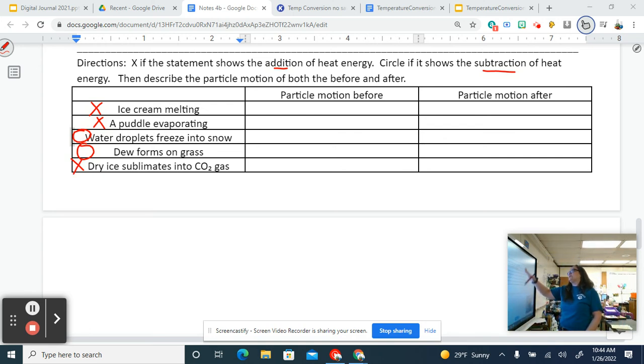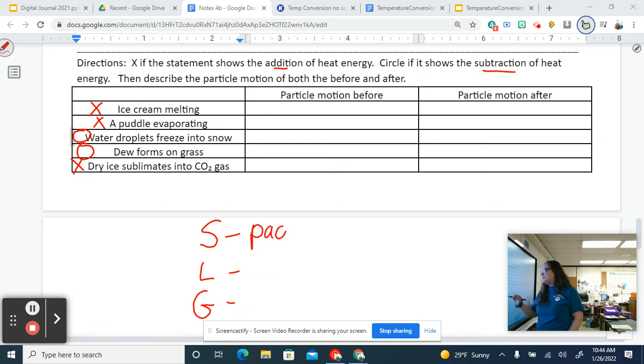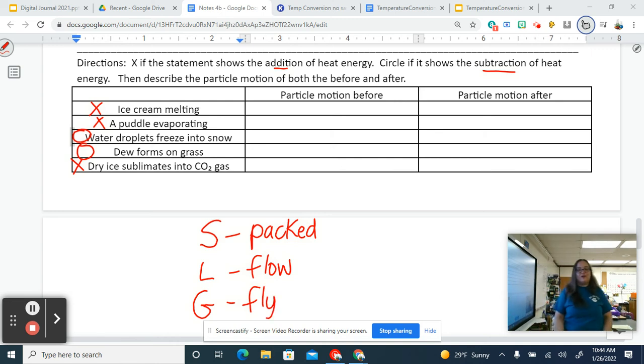So now we've got to describe the particle motion. So let's go ahead and describe the particle motion for each of these with a word or two so we can make it easier. So we're going to call solid packed, we're going to call liquid flow, and we're going to call gas fly. That's what happens with the particles. In solid, they're packed. In liquid, they flow. In gas, they fly. All right?